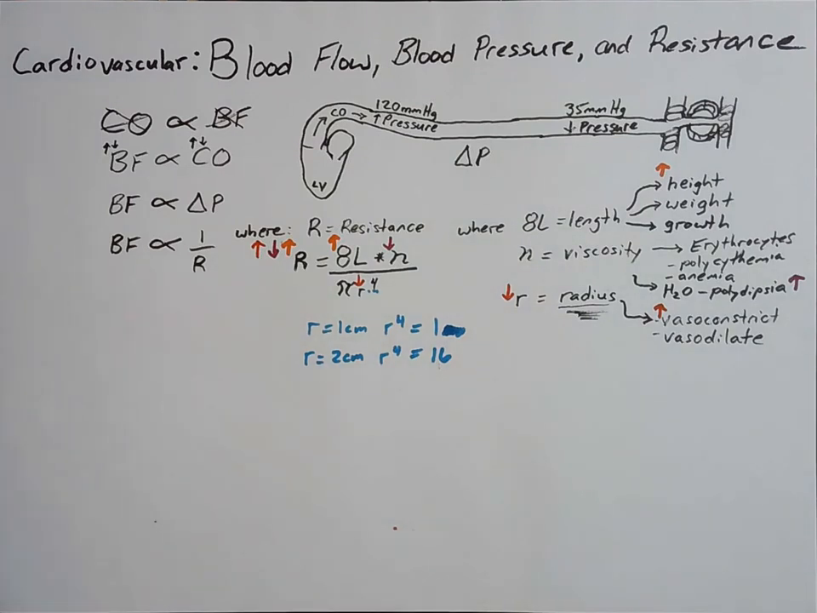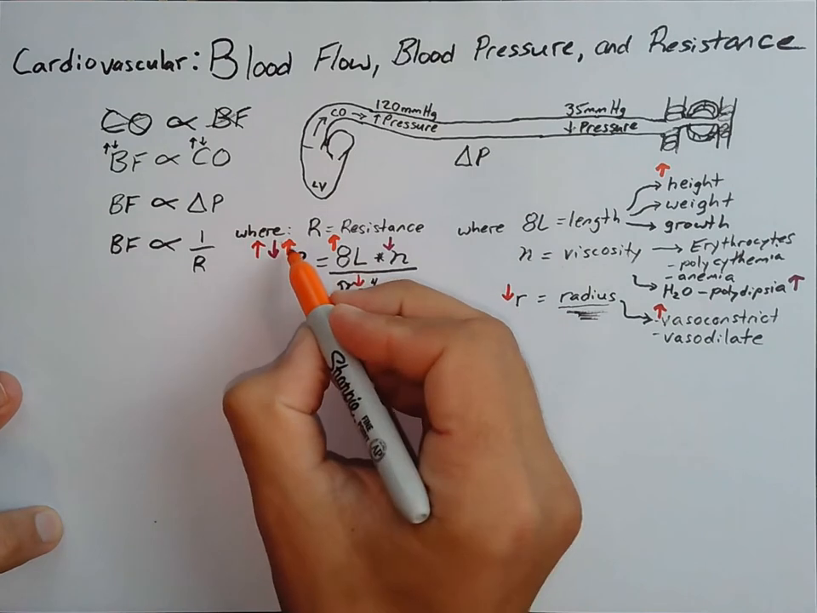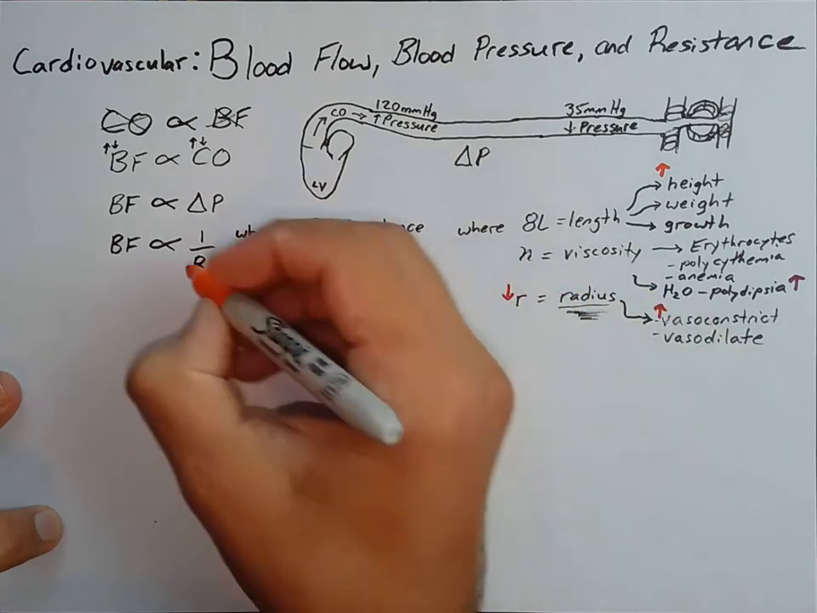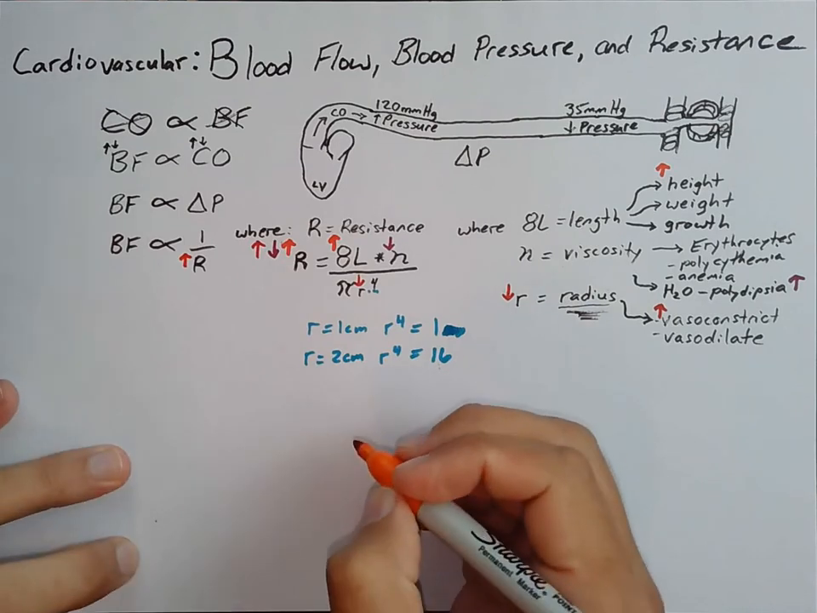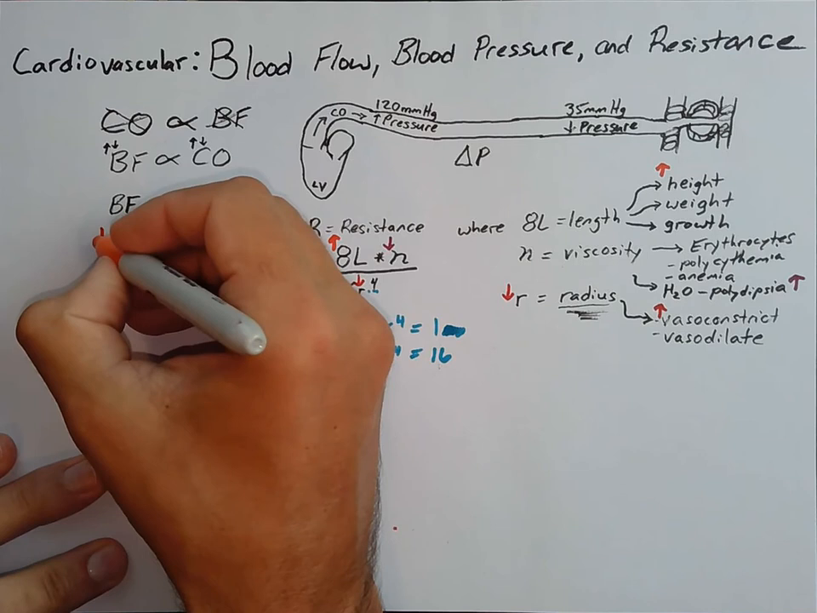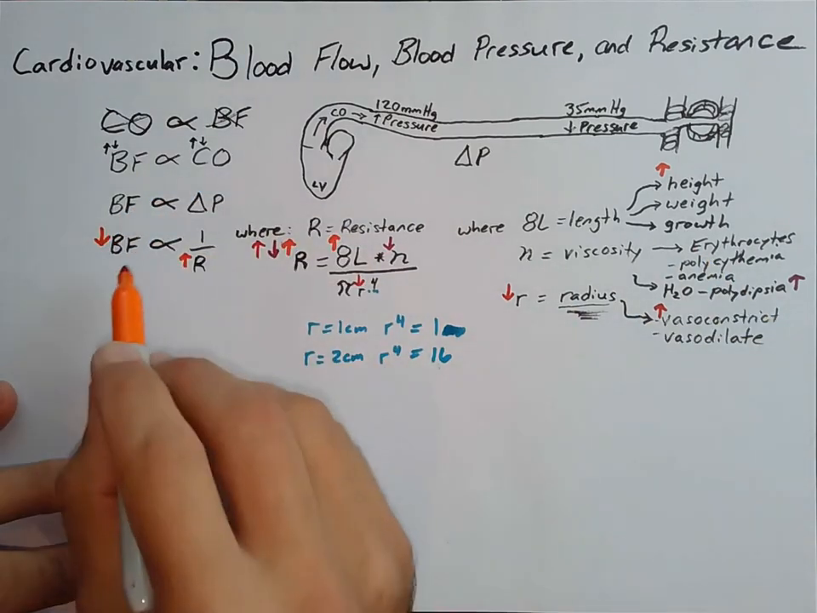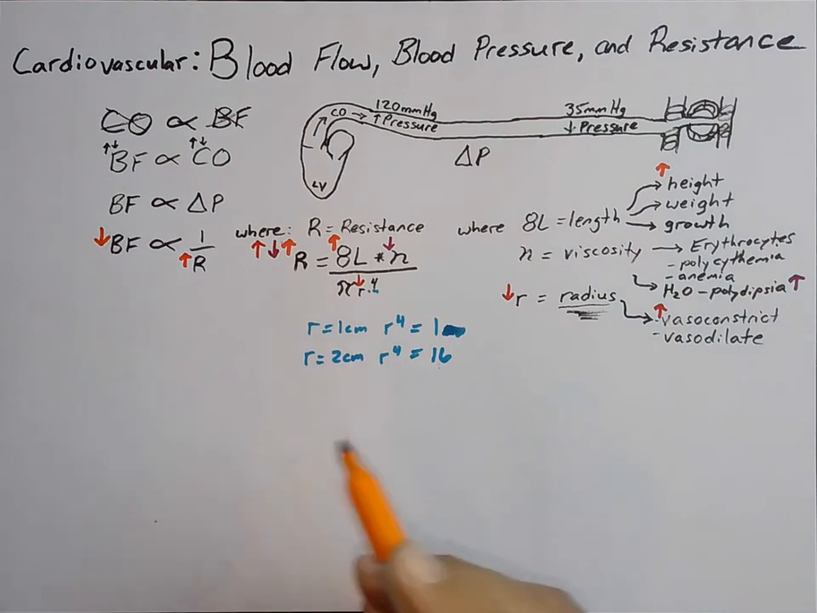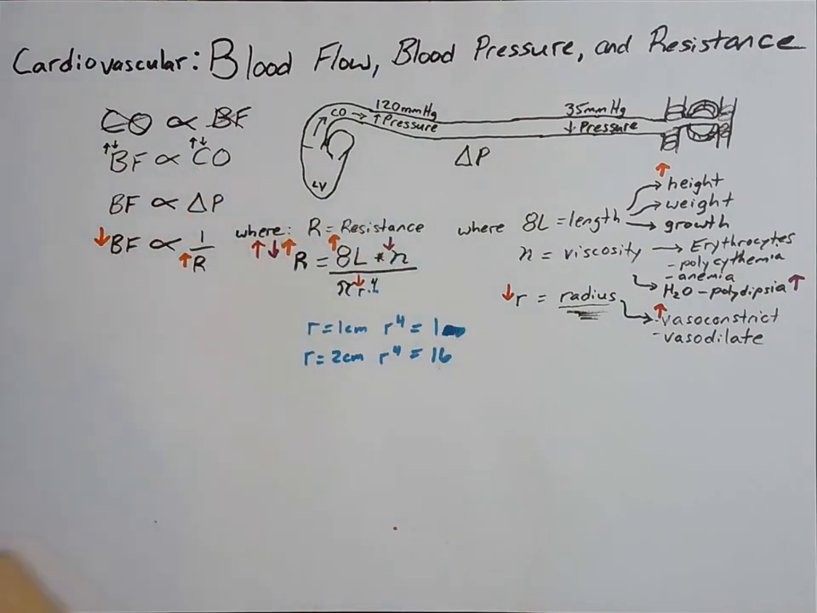Cool. Let's go back to this now. What we said was that if a patient gets taller, the length gets longer, the resistance goes up. But what do we know about resistance? As resistance increases, it's inversely proportional to the blood flow. So what's going to happen to blood flow through that 7-foot patient? Blood flow is going to decrease. It's going to be harder. Their heart is going to have to work harder to get blood flow back to normal.